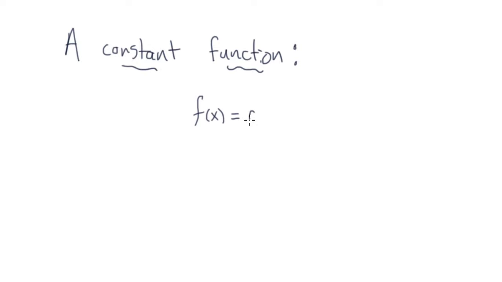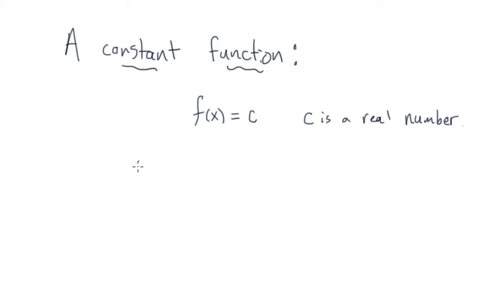So a constant function outputs exactly one real number for every input. So our function f of x will just be some number c, where c is a real number. And even though these are the simplest types of functions, they can be really confusing.